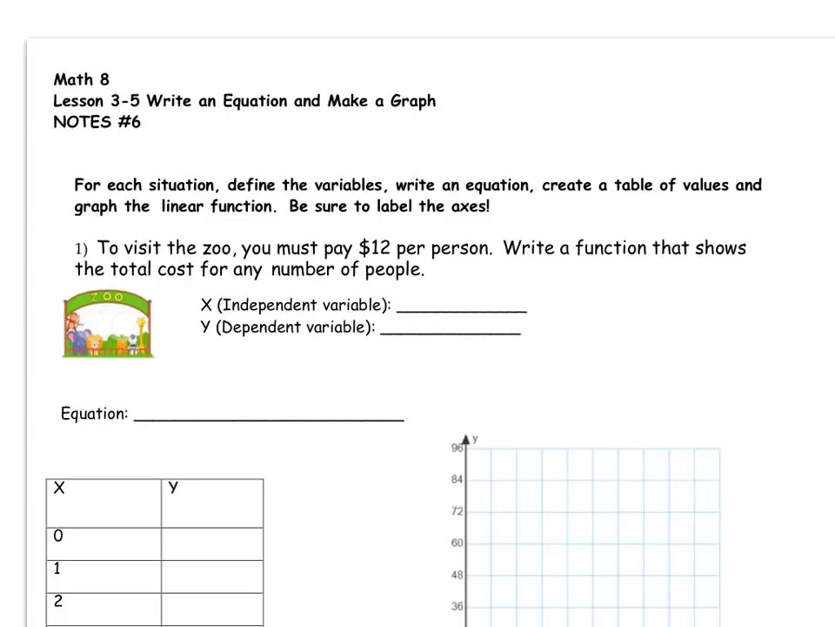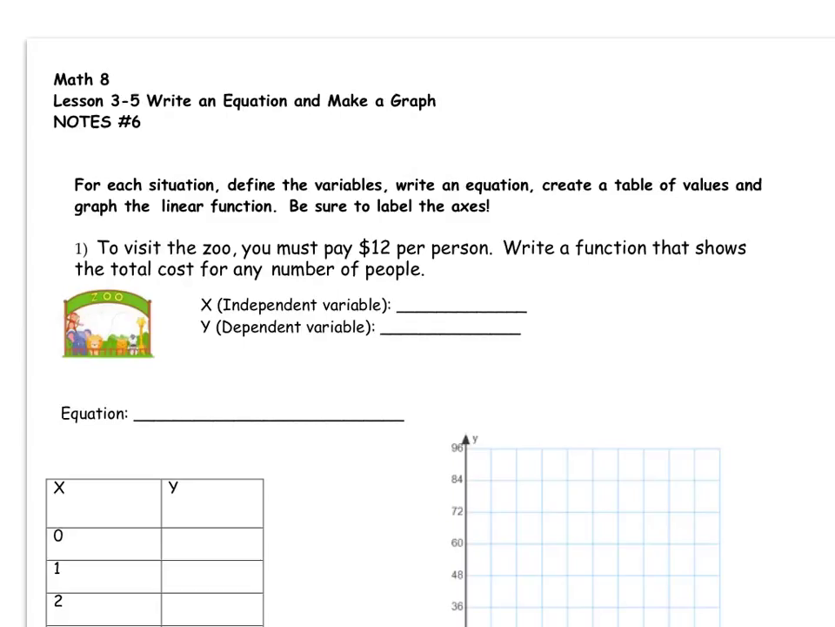For each situation, define the variables, write an equation, create a table of values, and graph a linear function. Be sure to label the axes. So our goal today is to take a situation and create an equation for it, be able to create a table for it, and to make a graph. So let's read problem number 1.